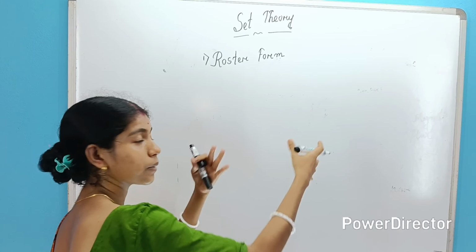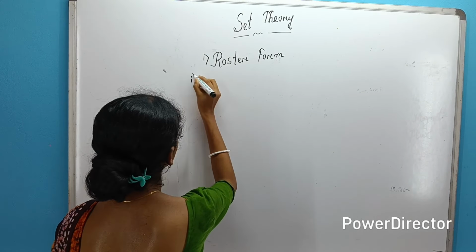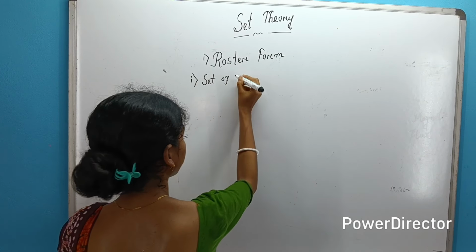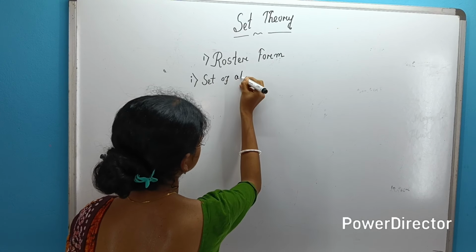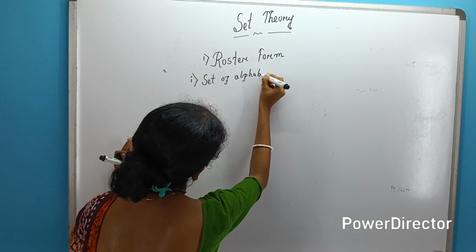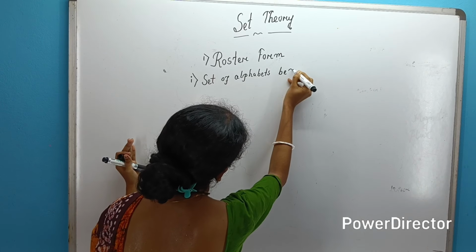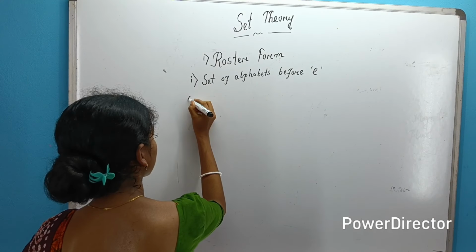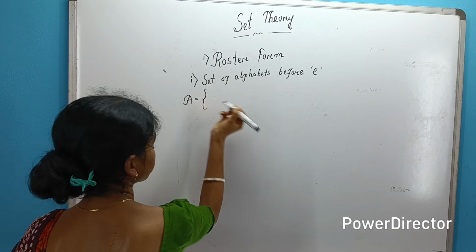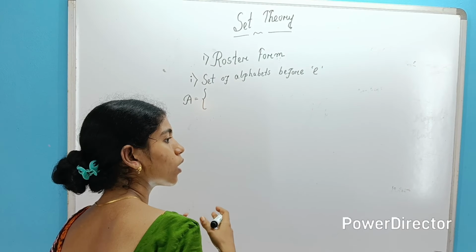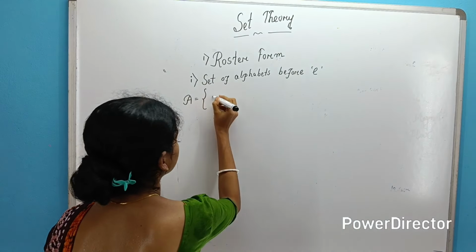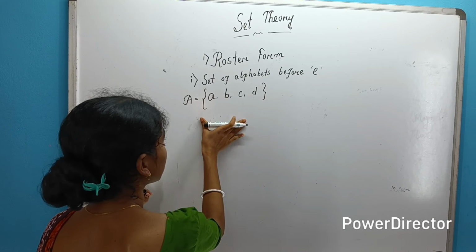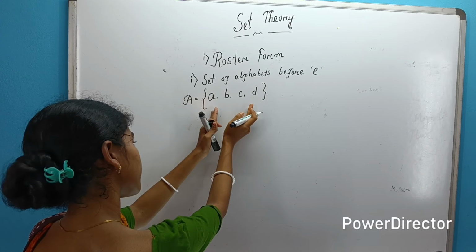In that way, if I say set of alphabets before E, I have considered A as the set of alphabets before E. Before E, which alphabets are coming, like A, B, C. So these are the set. If we write that set directly, it's called roster form.